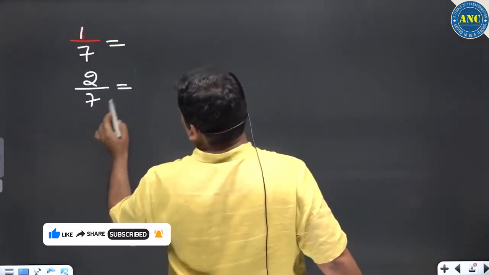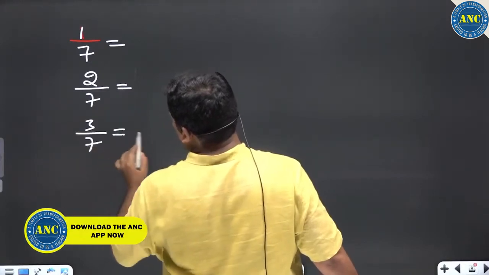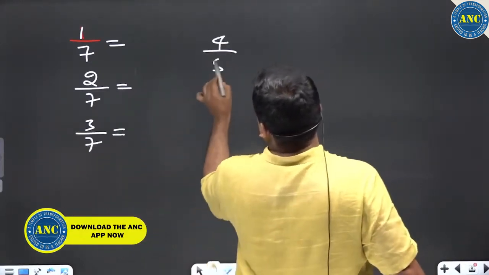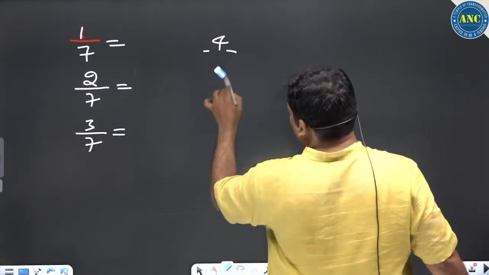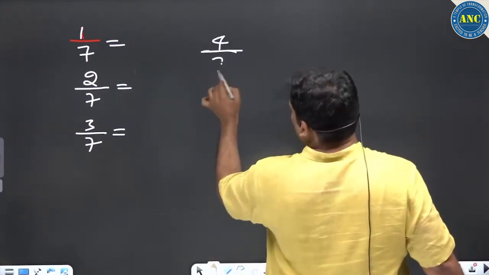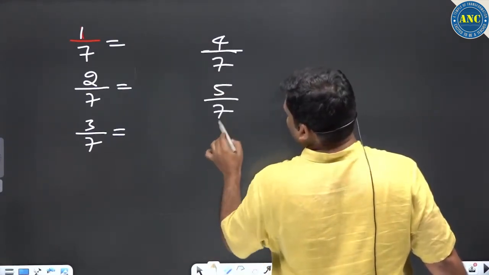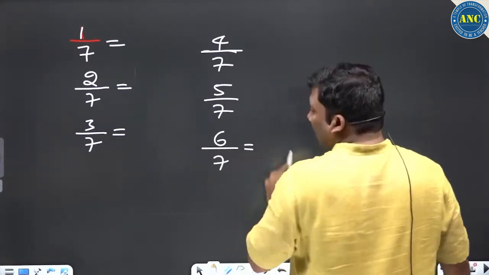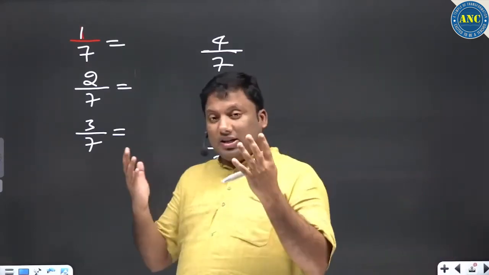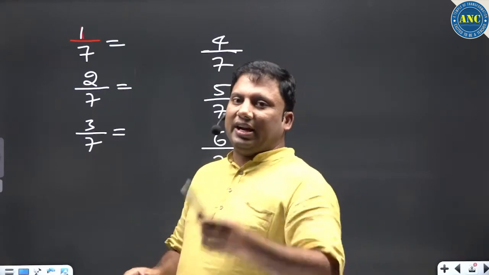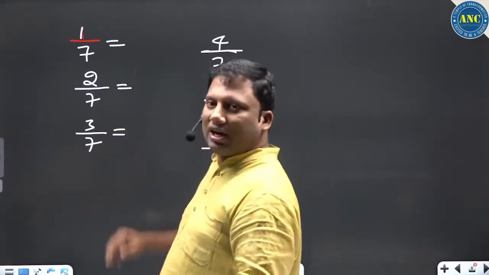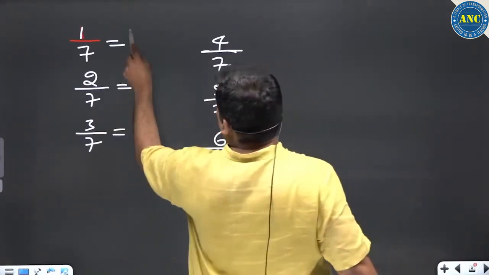1 by 7, 2 by 7, 3 by 7, 4 by 7, 5 by 7, and 6 by 7. Denominator it is 7, right? What if there is a combination of terminating and recurring? Listen carefully. Beautiful concept. 1 by 7.